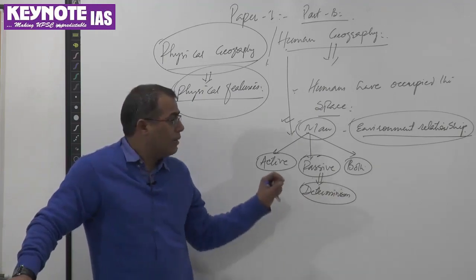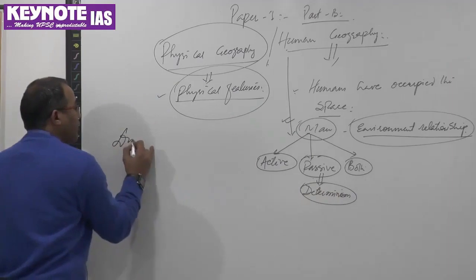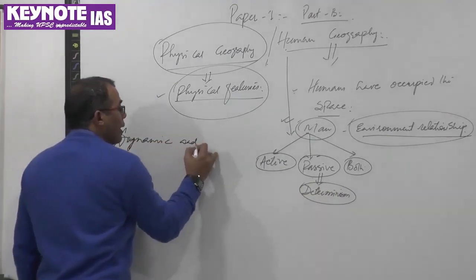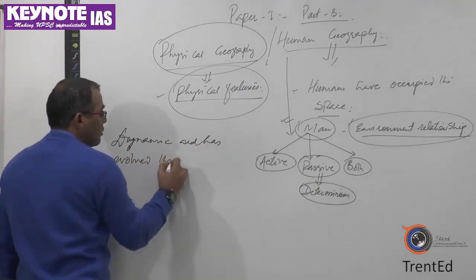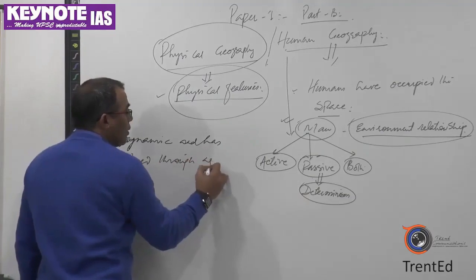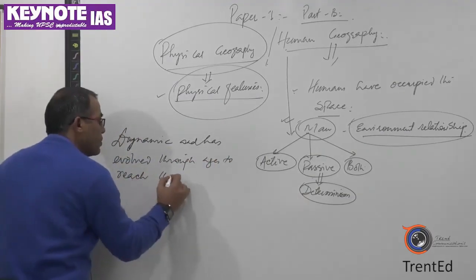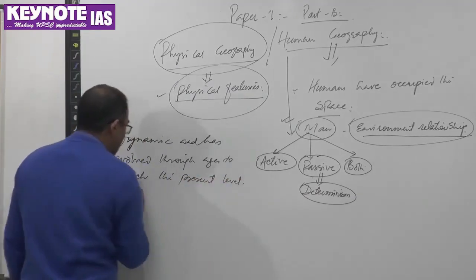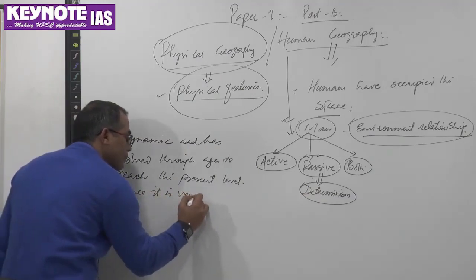So the man-environment relationship is a very dynamic entity, and has evolved through the ages to reach the present level. Hence, it is very complex.